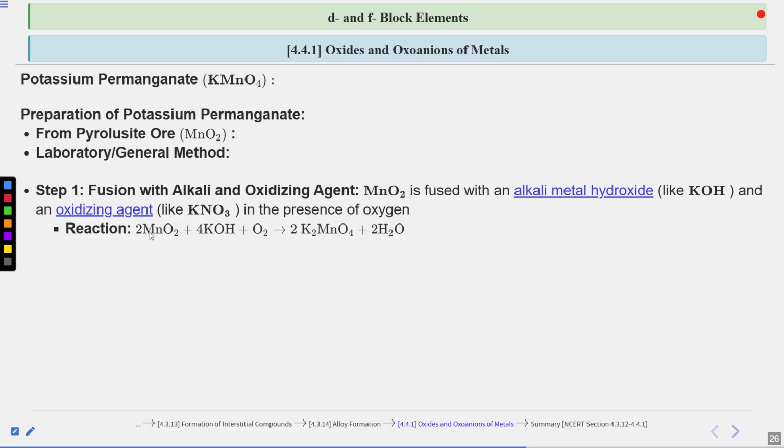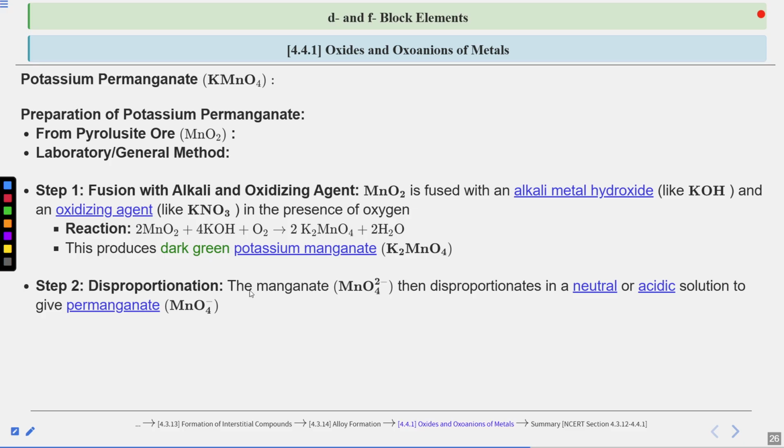The reaction includes 2 MnO2 reacting with 4 KOH, the alkali metal hydroxide, plus oxygen, giving us 2 K2MnO4 plus 2 water molecules. This produces dark green potassium manganate, that is K2MnO4, which we are getting in step 1 of this reaction. So this is a dark green colored potassium manganate.